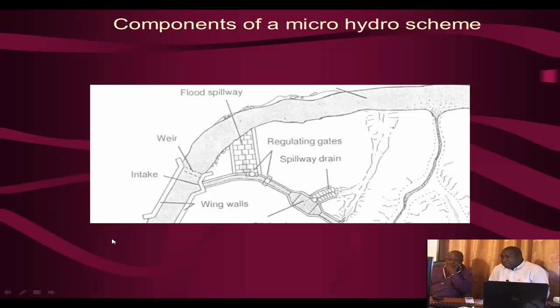This picture depicts some of the components of the hydro scheme. See the flat spillway structure, see the weir and the intake gates. You can also see the silting basin in the picture.